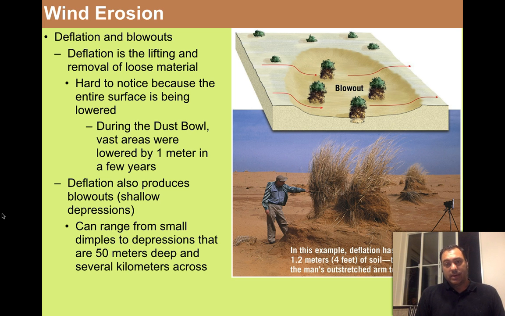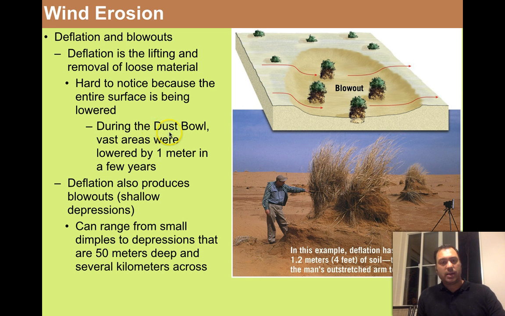Another phenomenon that is kind of neat to talk about is called deflation and blowouts. So deflation is the lifting and removal of loose material, right? So the wind is going to be moving all kinds of stuff around based upon size and that weight to surface area ratio. This type of stuff can be hard to notice because the entire surface is being lowered all at one time. So if you've got a farmhouse, you're looking out, things could be going down slowly through some kind of deflation. And unless you have some reference material, everything's moving down, you won't even notice it.